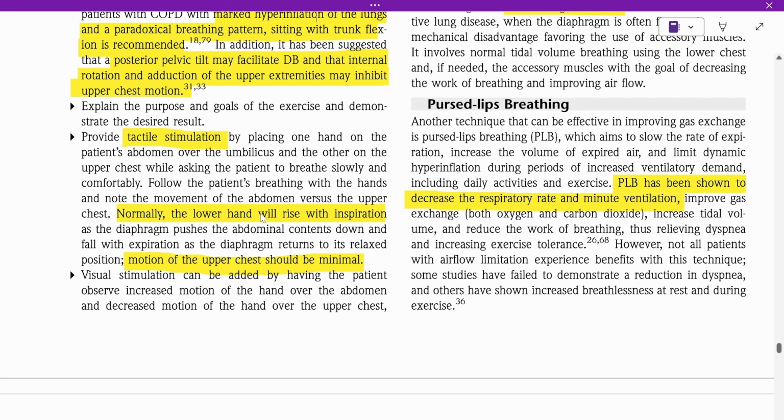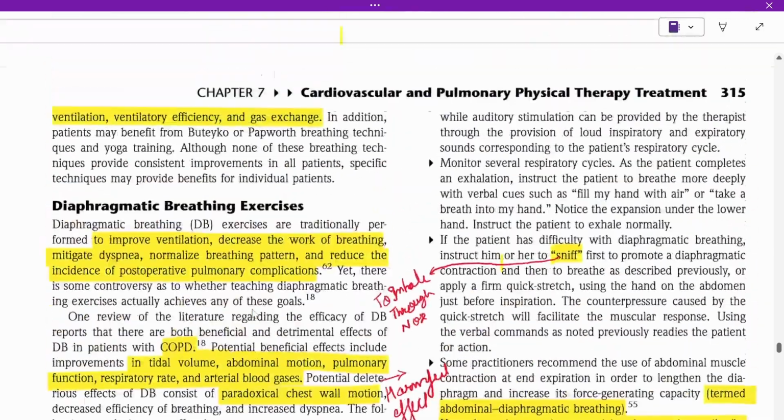Normally, the lower hand will rise with inspiration as the diaphragm pushes the abdominal contents down, and fall with expiration as the diaphragm returns to its relaxed position. Motion of the upper chest should be minimal. Visual stimulation can be added by having the patient observe increased motion of the hand over the abdomen and decreased motion of the hand over the upper chest.